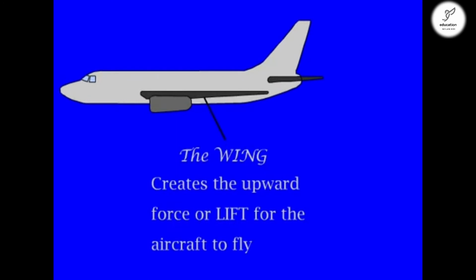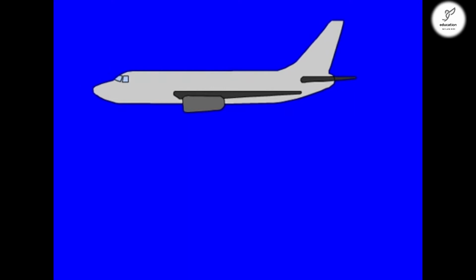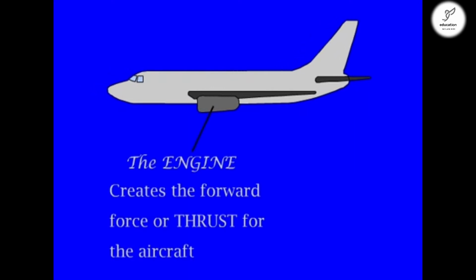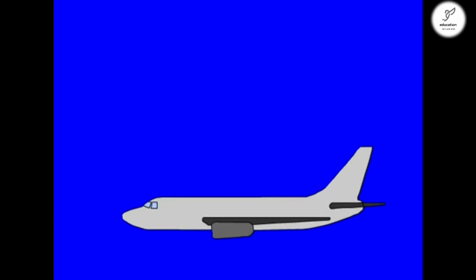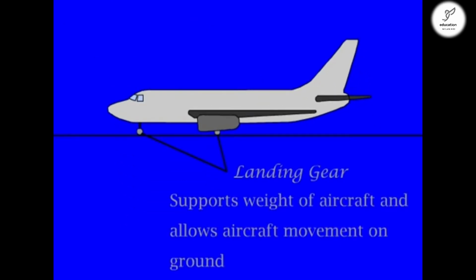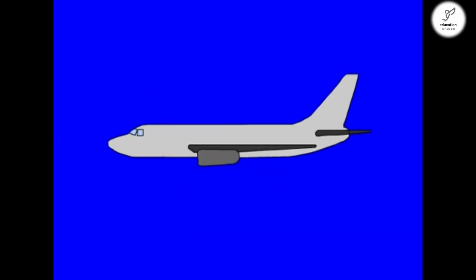This is the wing, which creates the upward force or the lift for the aircraft to fly. This is the engine, which creates the forward force or the thrust for the aircraft. The tail section has the horizontal and the vertical stabilizers, and the landing gear, which supports the weight and allows the movement on the ground.